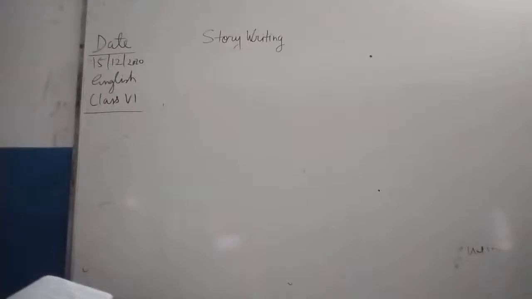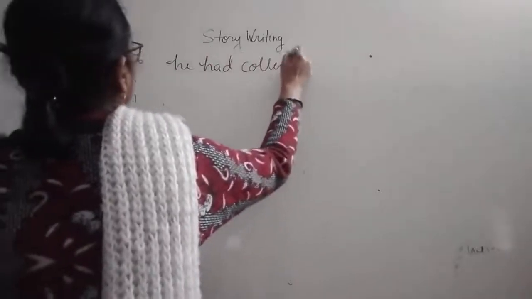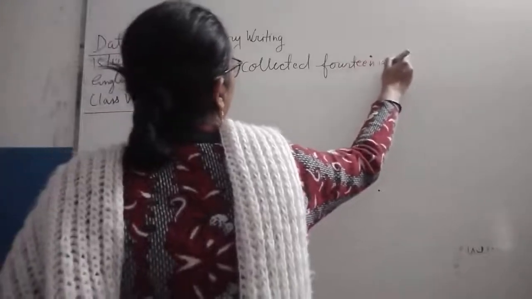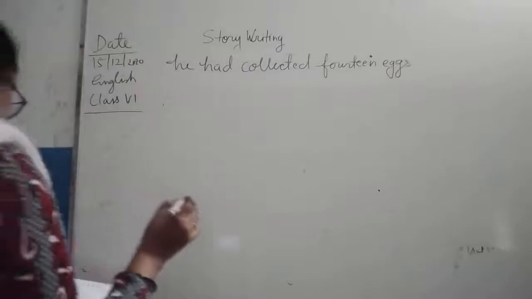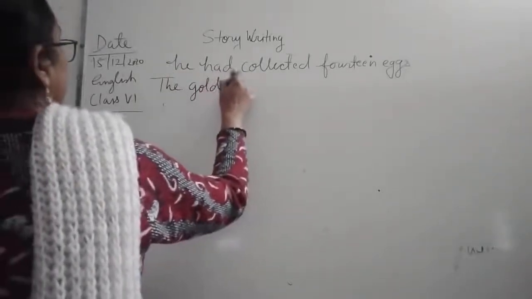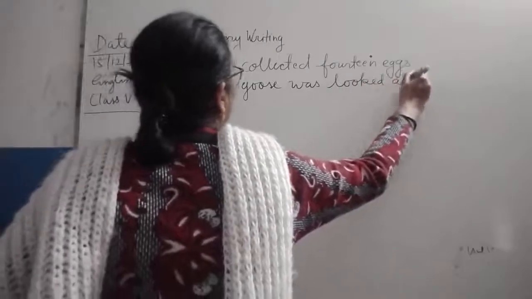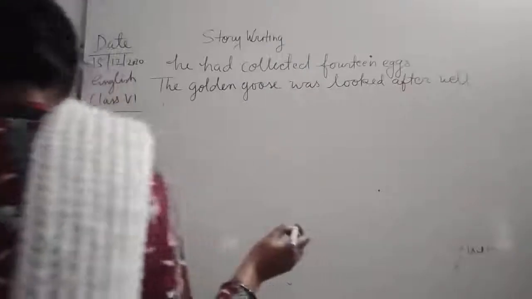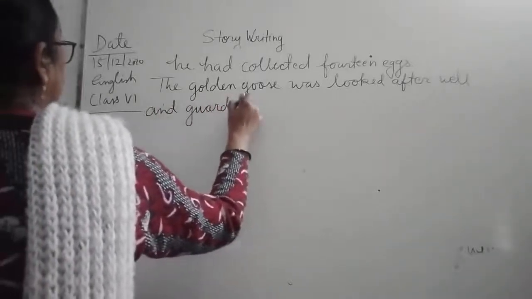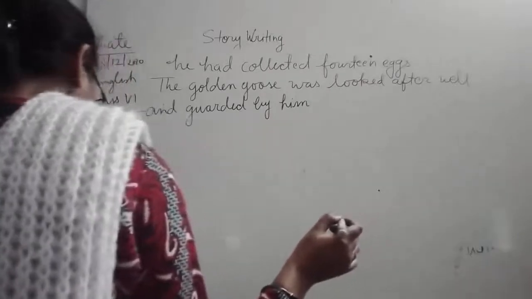So here, fortnight, he had collected 14 eggs, children. Okay, 14 eggs. Now here, the golden goose was looked after well. The golden goose was looked after well, children, and guarded by him all through the day.